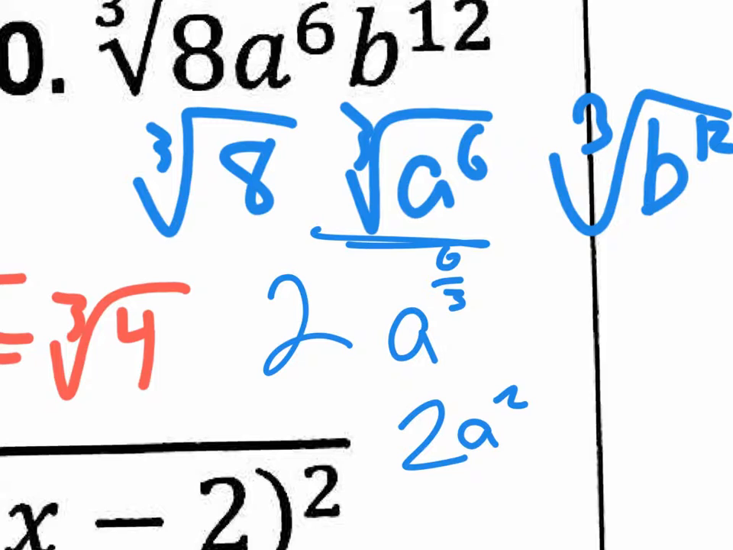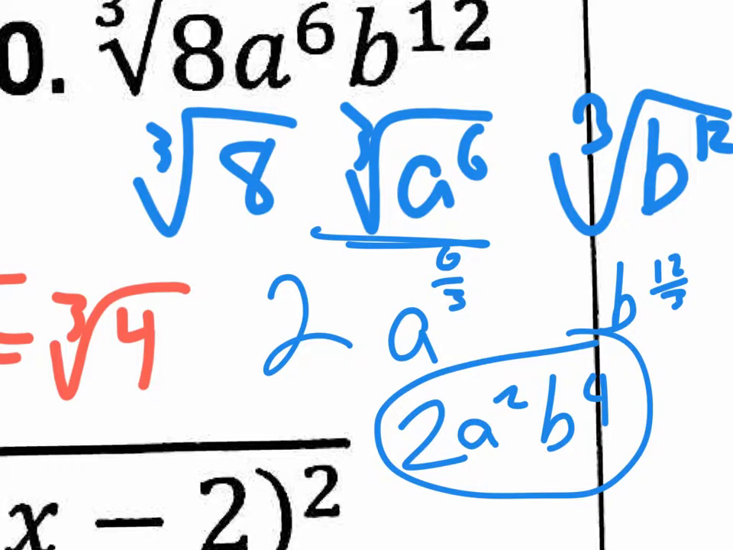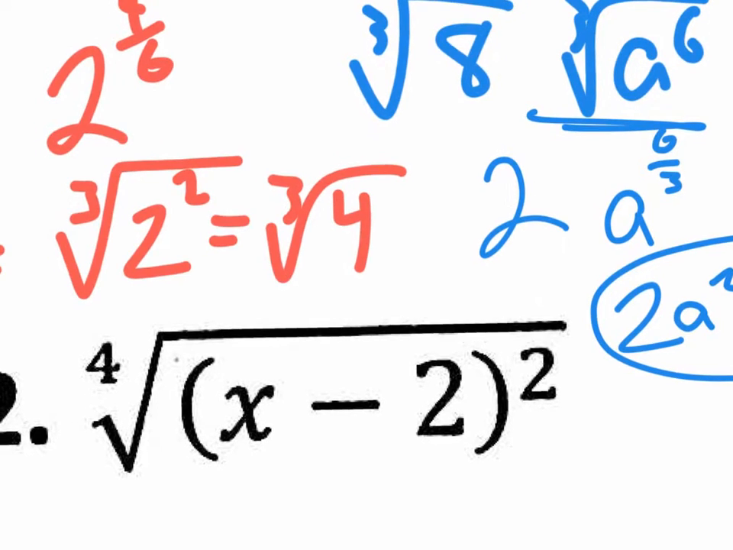And how about the third root of b to the 12th? How could you rewrite that as a rational exponent? B to the what? Yep, b to the 4th, because 12 over 3 becomes b to the 4th. So that nasty looking third root of 8, a to the 6th, b to the 12th becomes a nice beautiful 2a squared b to the 4th. Get it?